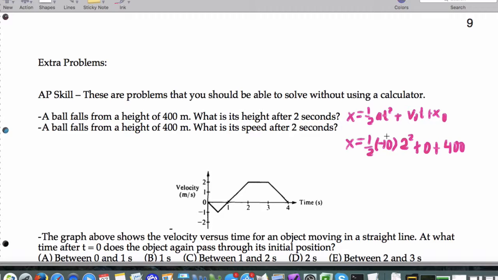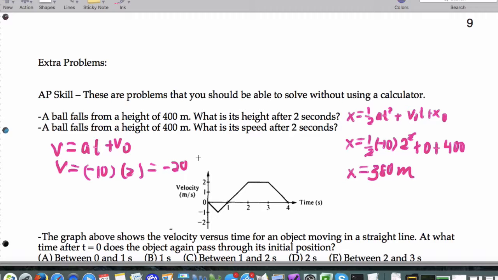When we plug in our numbers, one of these will cancel. We get -20 plus 400, so we'll be at 380 meters of height. We want its speed after 2 seconds. V equals AT plus V naught. That's V is -10 times 2 seconds of falling, which is -20 meters per second. That's the velocity. The speed is the absolute value, so we're going to end up getting 20 meters per second.